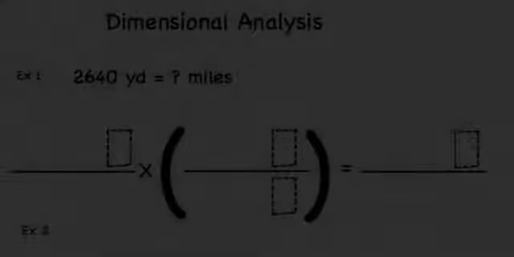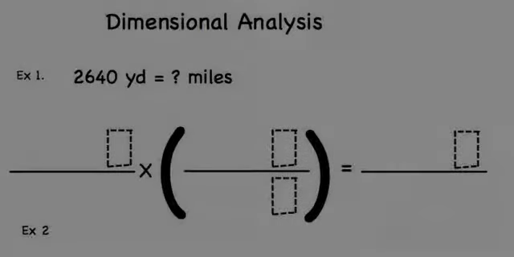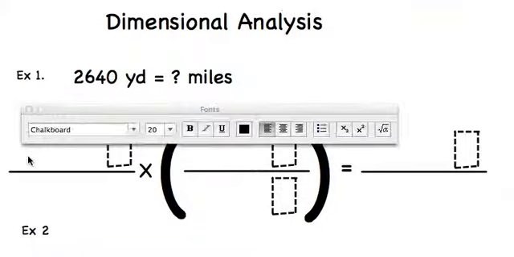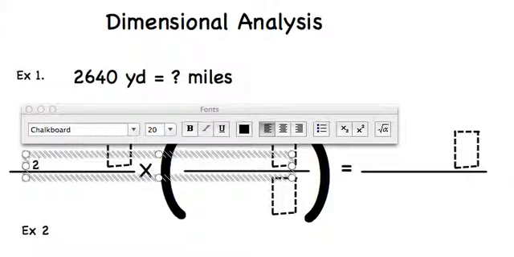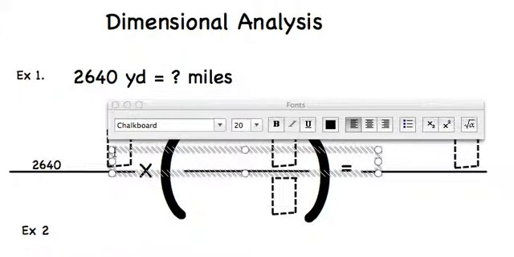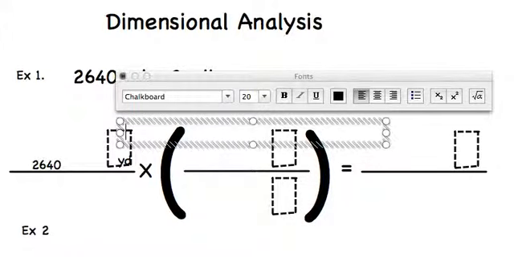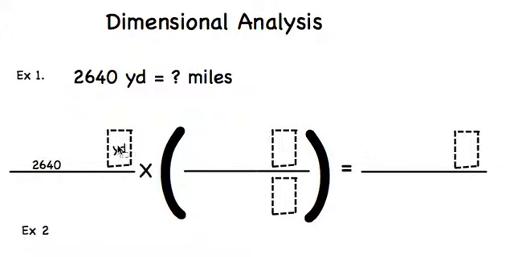Today we're going to review dimensional analysis, or basically how to convert units from one form to the other. Here we're going to have to take 2,640 yards and change it to miles. So if you remember right from the video last night, we have to put what we know, what we have, which is 2,640 yards over here, and this is yards. And here's what we want to know, which is in miles.